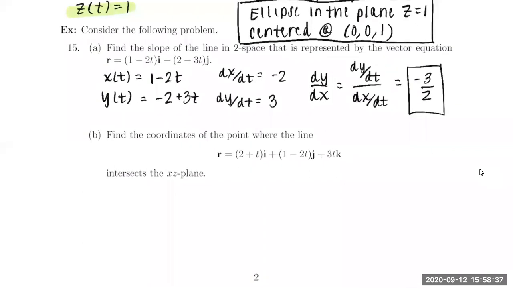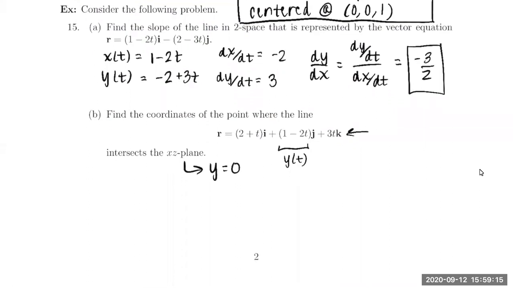Part B of this says find the coordinates of the point where that line r intersects the xz plane. So what do we know about all points on the xz plane? The xz plane has the main characteristic that all points in it have a y coordinate of 0. So if I want to find where this line r intersects the xz plane, then I'm going to take this y of t function and equate it to 0. And that will give me the time parameter t at which this line intersects that plane.